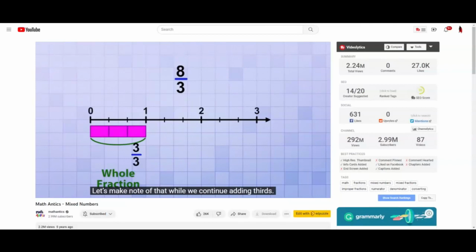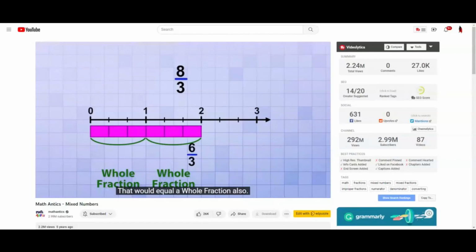Let's make note of that while we continue adding thirds. Next we have 4/3, 5/3, 6/3. Oh, we just formed another group of 3/3. That would equal a whole fraction also. Let's note that and continue.